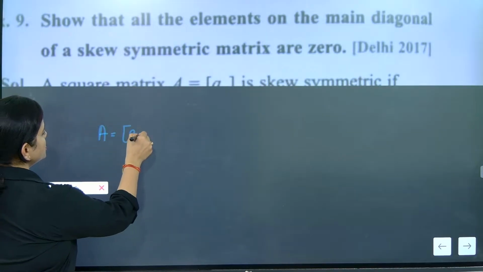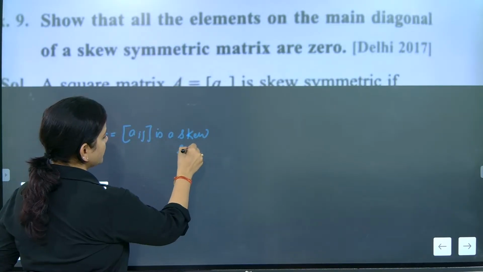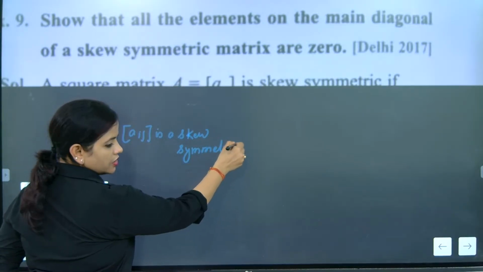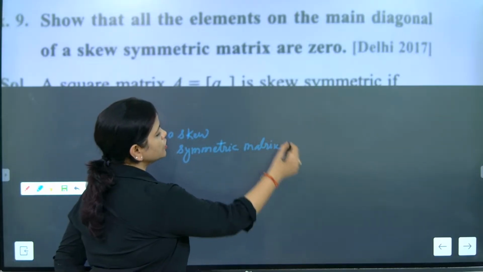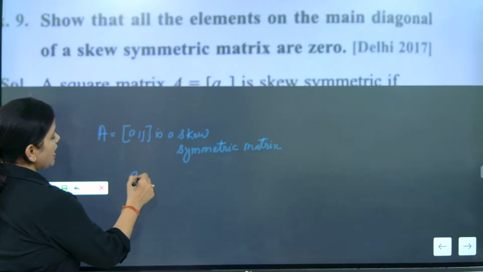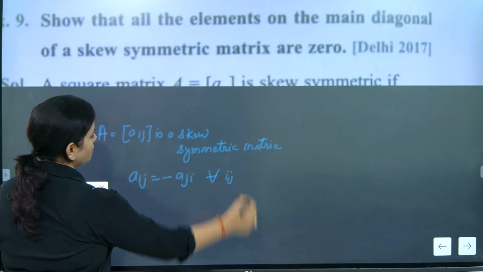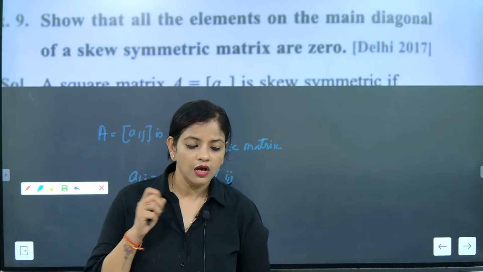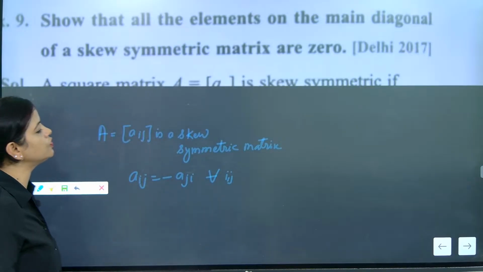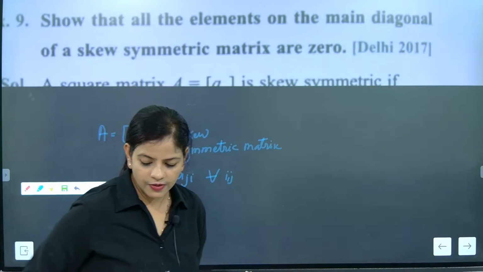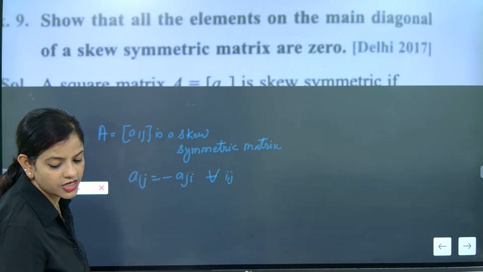We already know this is a skew symmetric matrix. Just a two line question. So whenever it is a skew symmetric matrix, what does that mean? Aij will be equal to minus Aji for all i, j. So for all rows and columns of a square matrix, whenever we write skew symmetric matrix, Aij will be equal to minus Aji.